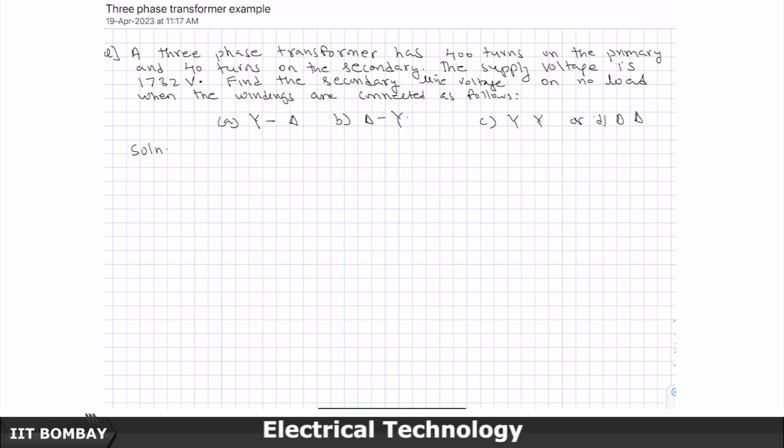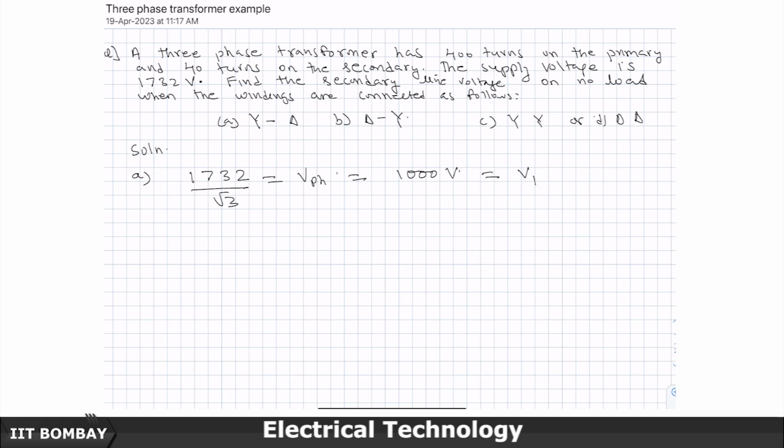Okay, so let us take the A part. 1732 volts comes across the Y, so that is the line to line voltage on the Y side. Therefore, the phase voltage will be divided by root 3, so it turns out to be 1000 volts, because root 3 is 1.732, and if I multiply 1.732 by 1000, I will get 1732. This is nothing but my V1, the primary side.